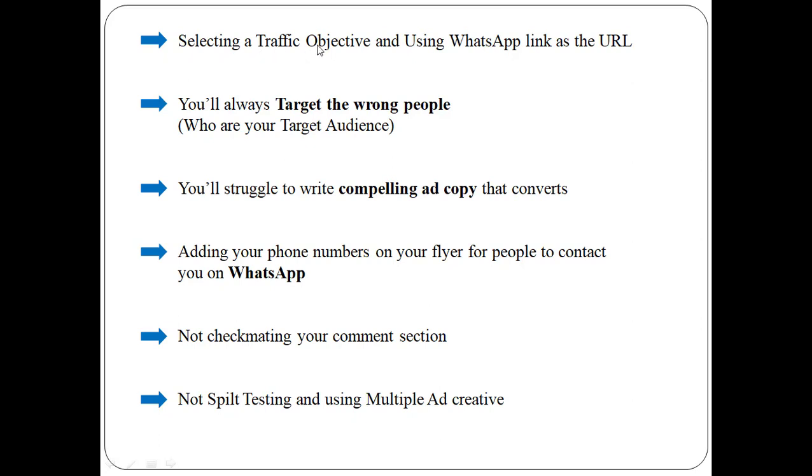Okay, they like selecting a traffic objective and using a WhatsApp link as the URL. If you're that kind of person that likes doing this, I will have to advise you to stop doing it, because if you're using a traffic objective and you're using a WhatsApp link, maybe a WhatsApp group link, as your URL, this is something that actually happens a lot.